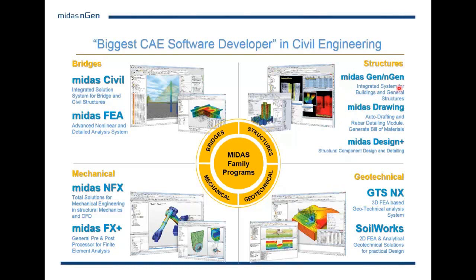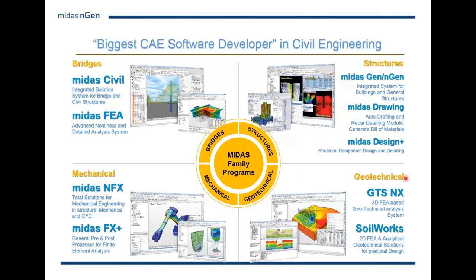Then we have MIDAS Drawing. The analysis and design results from MIDAS Gen or nGen can be taken into MIDAS Drawing for creating drawings and also generating bill of materials. There is MIDAS Design Plus software solution, which is a structural component design and detailing software solution. So in case of any simple slab design or footing design, beam design, column design, individual ones, if you have the analysis results separately, you can perform the design and also generate drawings out of it.